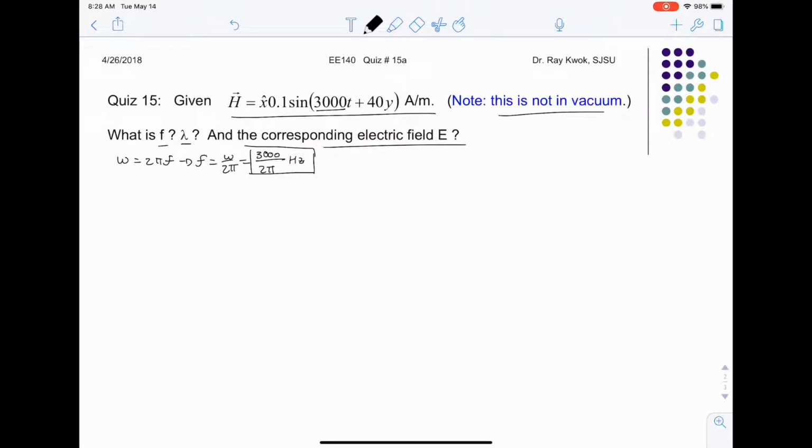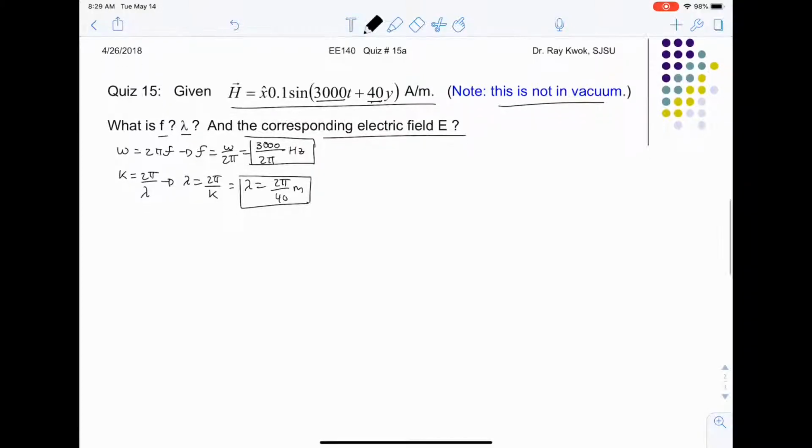For lambda, we know k equals 2 pi over lambda, and solving for lambda, we get lambda equals 2 pi over k. We know k is 40 because we're given that over here. So lambda equals 2 pi over 40 meters.